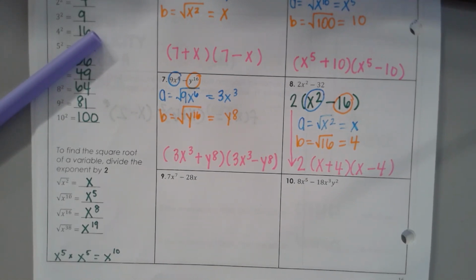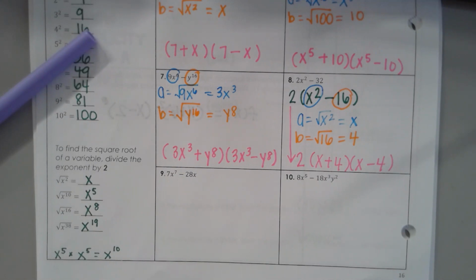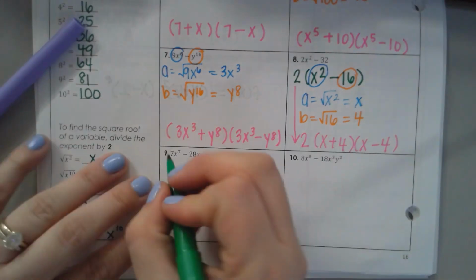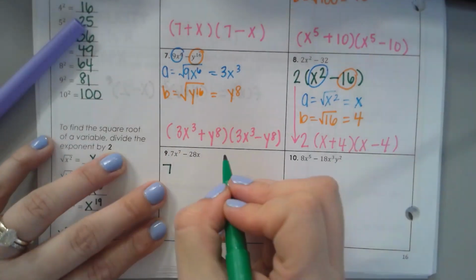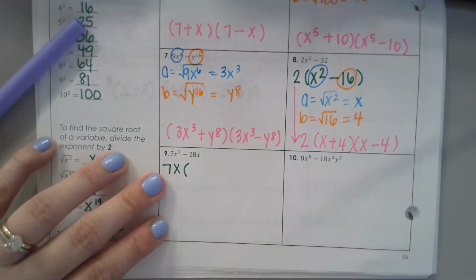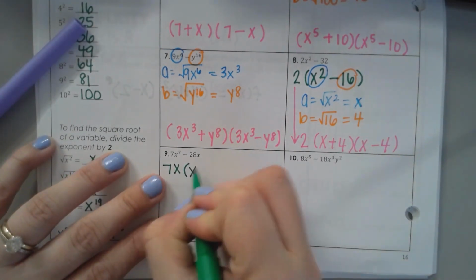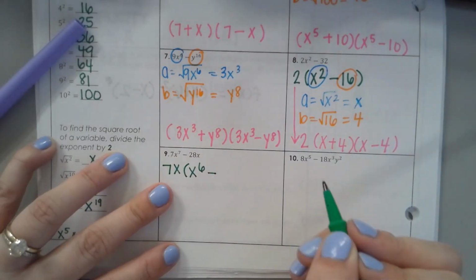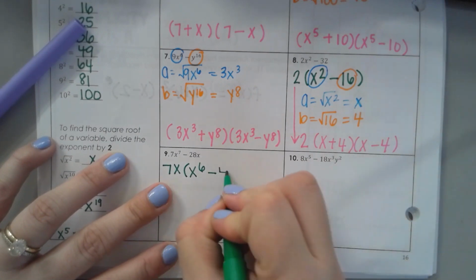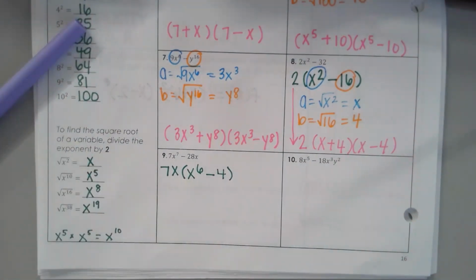Okay. Number 9. I see numbers that are not perfect squares, so I know there has to be a GCF for this to work. So what can you divide 7 and 28 by? 7. Do they have anything else in common? They both have an x. So that's going to leave us with x to the 6th minus what? 4. Just 4, yep. See if you can go from there.